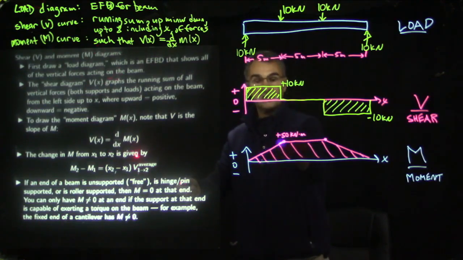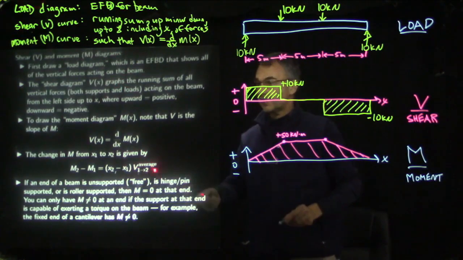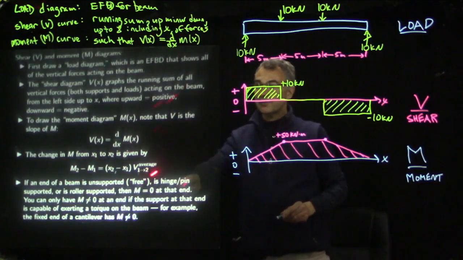So you see this difference here is the distance in X times the average value of the shear diagram here. And then for this change, the average is 0, so that makes sense, the change is 0. And then here the average is minus 10. So the change from here to here is minus 10 times this distance, which is 5 meters. That makes sense. It's a change of minus 50 kilonewton meters. This is basically just the definition of how you do an average in calculus with integration.